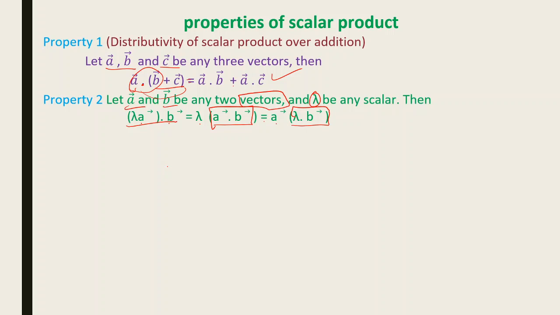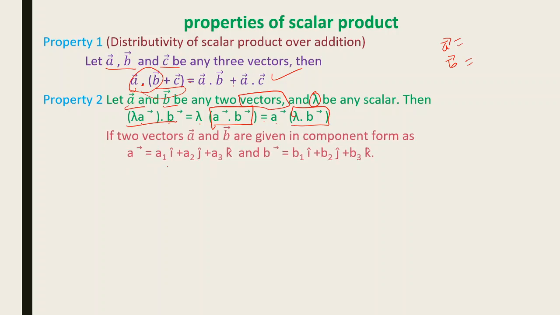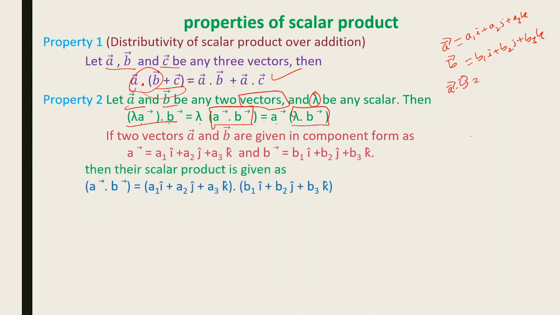Now the next point is important. Here vector a and vector b were general vectors. Suppose they are given in component form, that is, in terms of i, j, k. Vector A they will give as A1 i, A2 j, A3 k, and vector B as B1 i, B2 j, B3 k. So both are in component form. Then what will be the vector A dot B? It is simple.